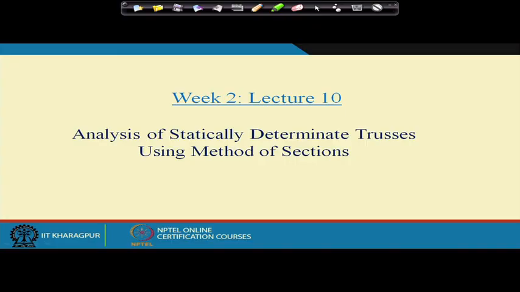We have already discussed one method, method of joints. And I believe that by now you are comfortable with method of joints. What we will be doing today and next class, we will discuss another method called method of sections. Okay. So, today we will start analysis of statically determinate trusses using method of sections.